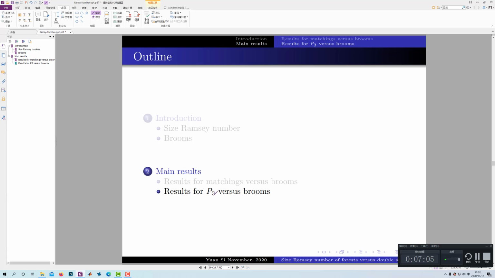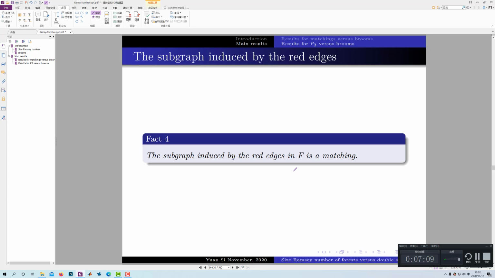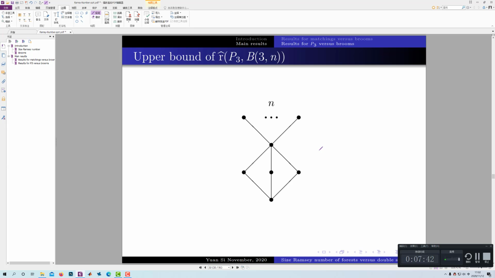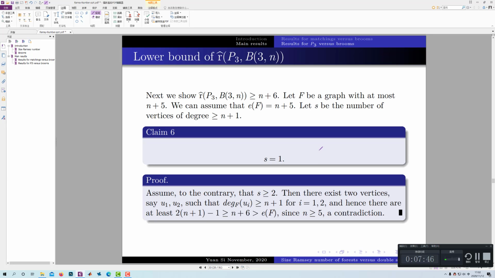Let's see the result of P3 versus brooms. Similar to matchings versus brooms, in order to avoid a red P3, the subgraph induced by red edges in F is a matching. Let's see the result P3 versus B_{3,n}. This is the upper bound. The proof method is the same, so we firstly determine that the number of vertices of degree greater than or equal to n plus 1 is only 1.